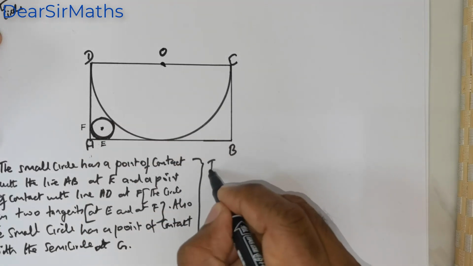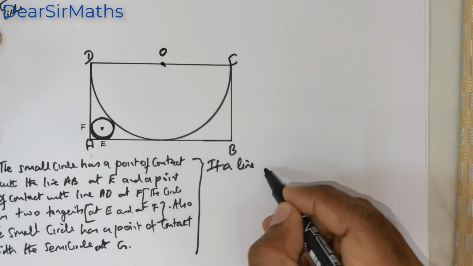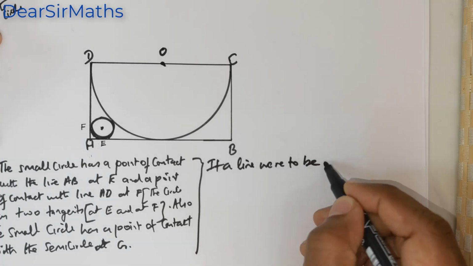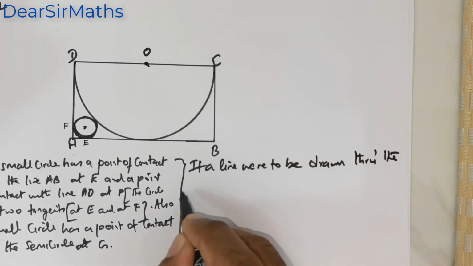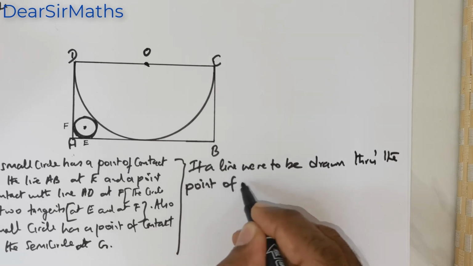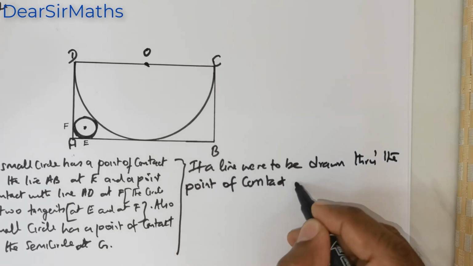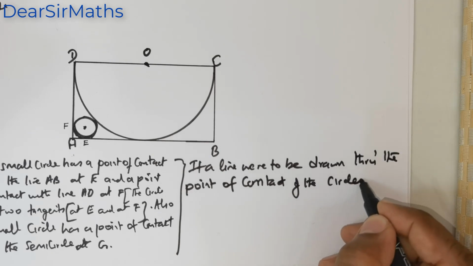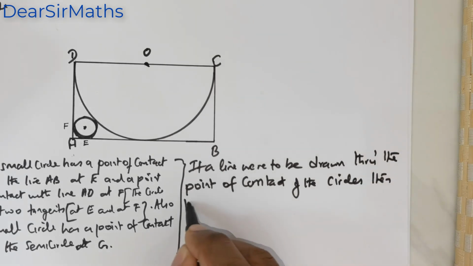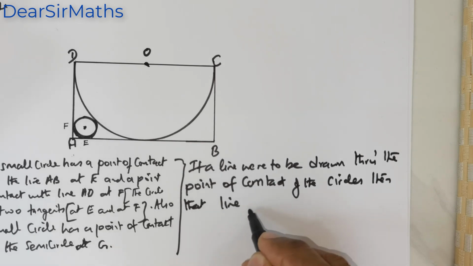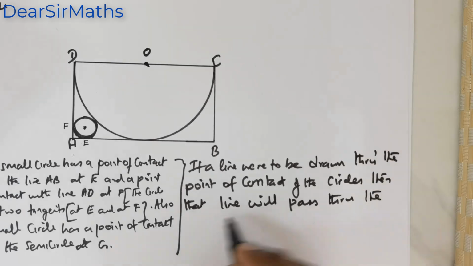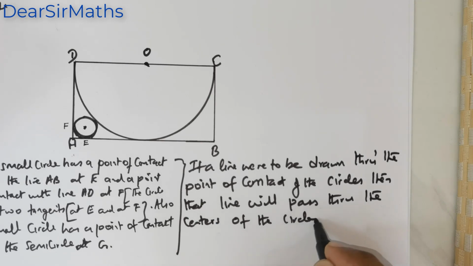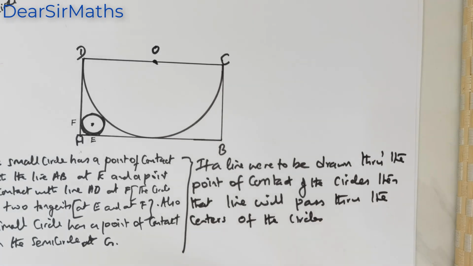Now there is a theorem. If a line were to be drawn through the point of contact of the circles, then that line will pass through the centers of the circles. So that's a very important concept.